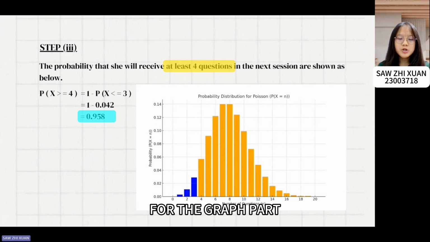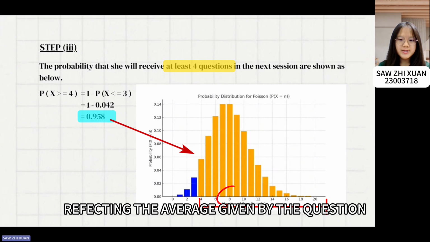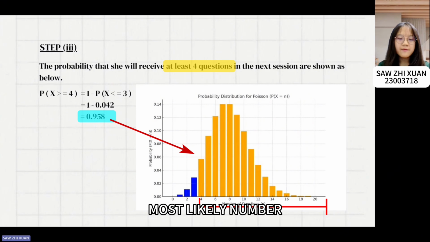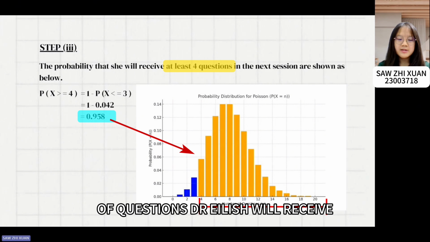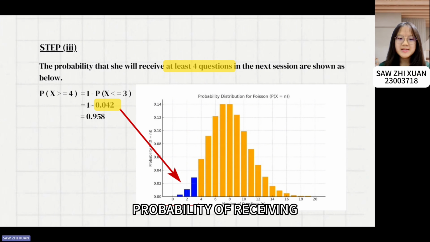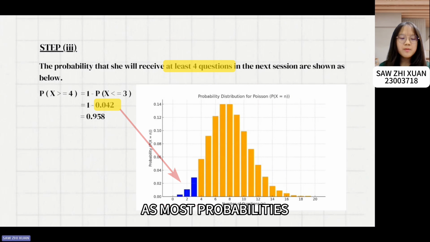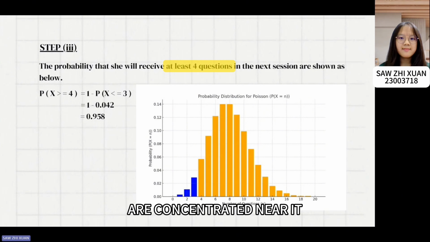For the graph part, the distribution peaks at 8 questions, reflecting the average given by the question. This is the most likely number of questions Dr. Alish will receive in the session. The blue region shows the cumulative probability of receiving fewer than 4 questions, which is relatively low, as most probabilities are concentrated near the peak.